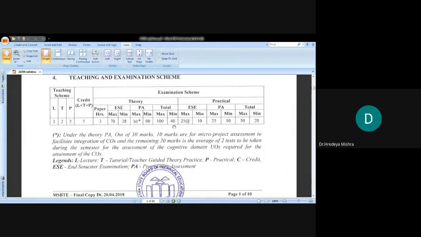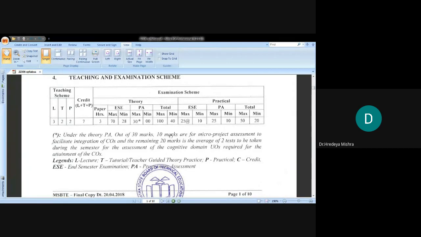Okay, so why is 28 the minimum? Because if you get 30 out of 30 marks here, then you need only 10 marks for 40, but there is a minimum criterion here. You must get at least 28 marks to pass the theory examination. Even if you get 30 marks out of 30 here, you must also achieve at least 28 marks in the theory examination.